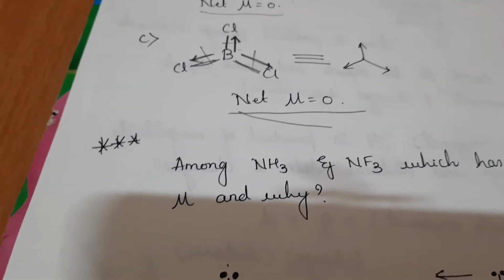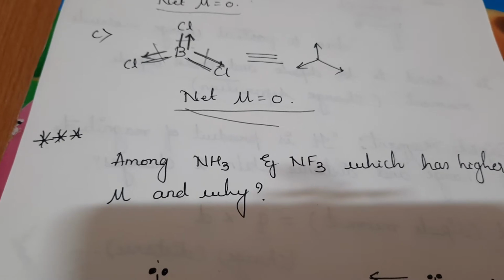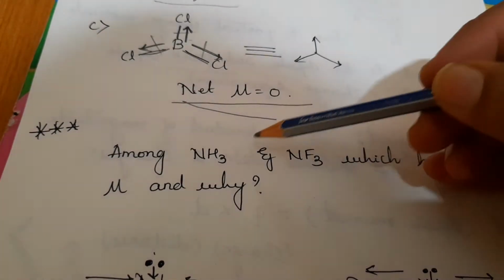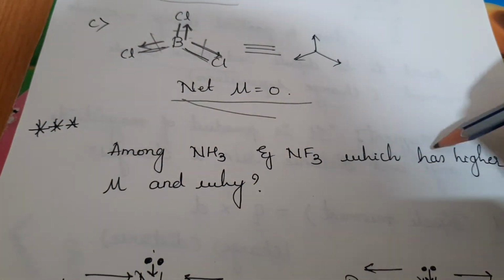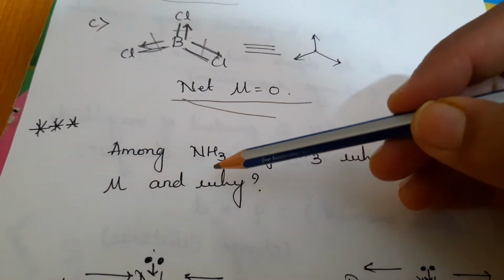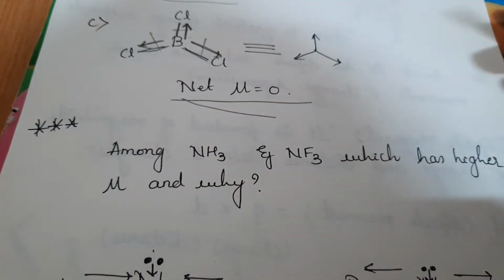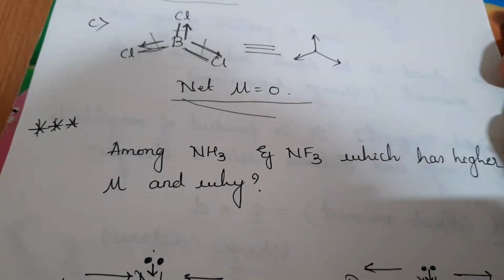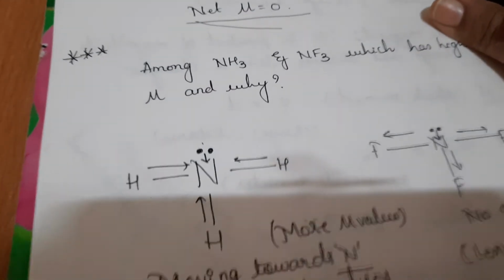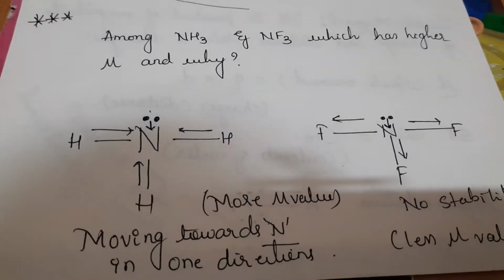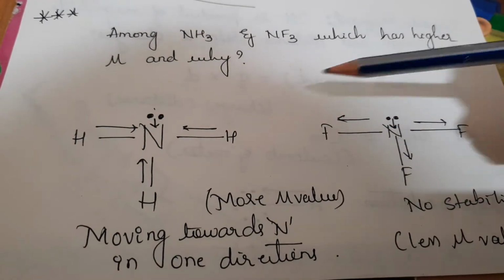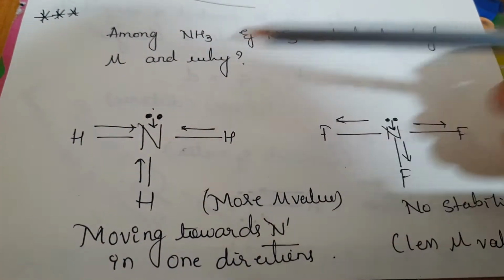Okay, one good question that can be asked in the examination is: among ammonia and NF3, which has the higher dipole moment value and why? Which has the higher dipole moment and why? If you want to explain this, you need to draw the structure. NH3 I have shown here.